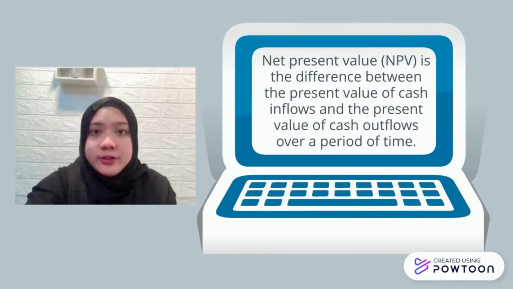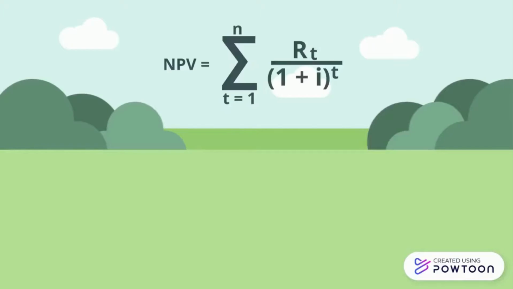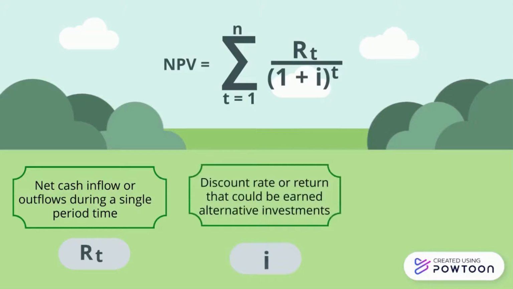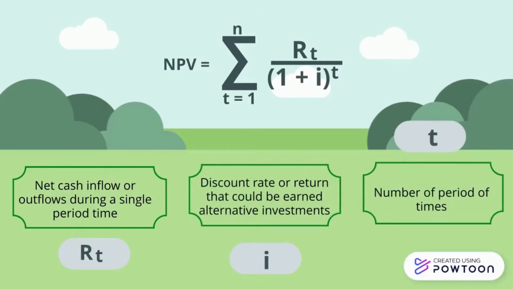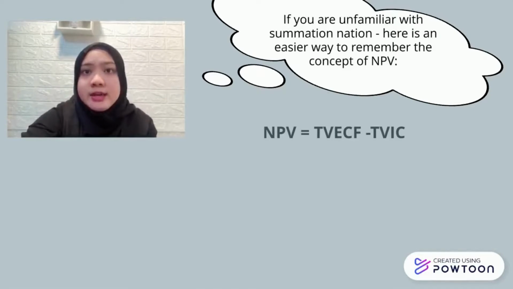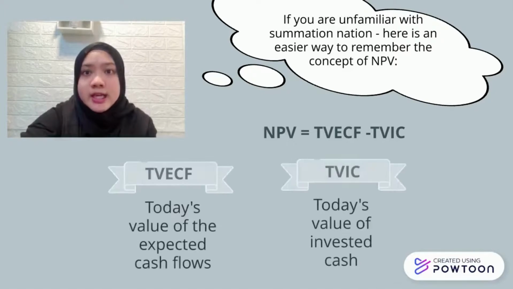Net present value (NPV) is the difference between the present value of cash inflows and the present value of cash outflows over a period of time. This is the formula of NPV, where Rt is the net cash inflow or outflow during a single period, i is the discount rate of return that could be earned in an alternative investment, and t is the number of periods of time. If you are unfamiliar with summation, here is an easier way to remember the concept of NPV. NPV equals TVECF minus TVIC, where TVECF is today's value of the expected cash flows and TVIC is today's value of invested cash.